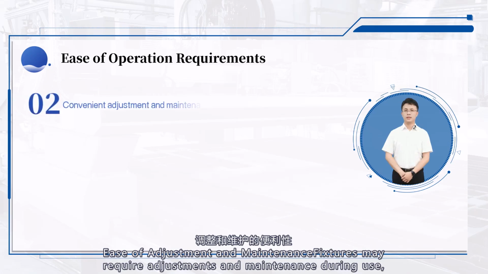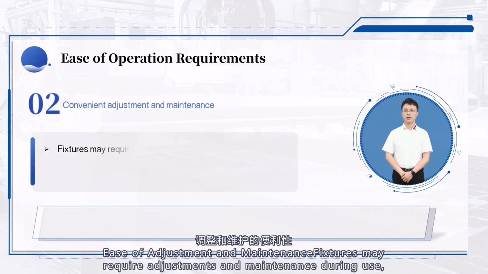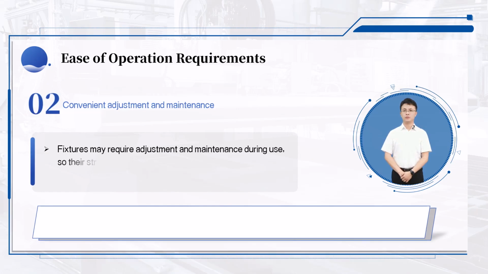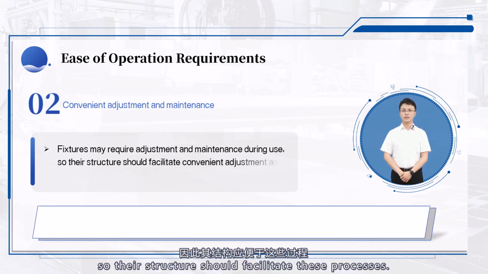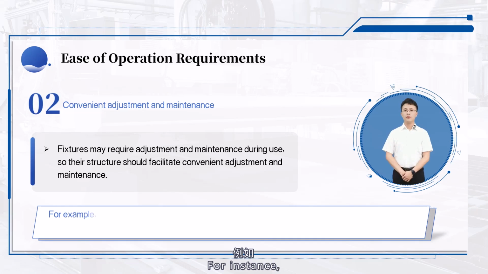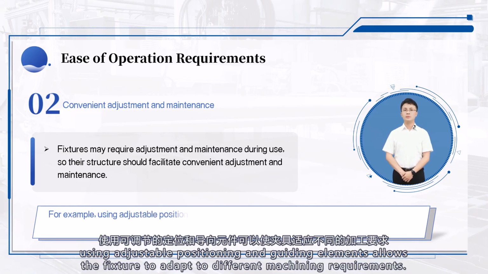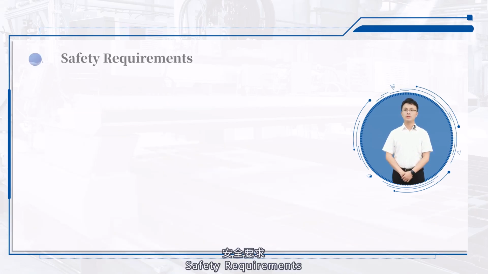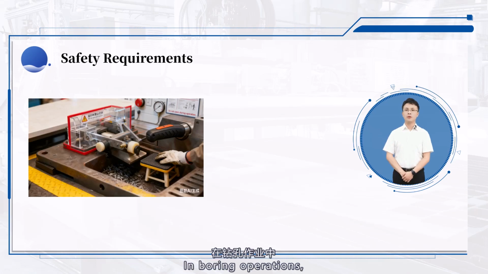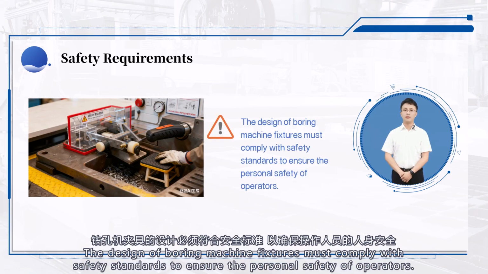Ease of adjustment and maintenance. Fixtures may require adjustments and maintenance during use, so their structure should facilitate these processes. For instance, using adjustable positioning and guiding elements allows the fixture to adapt to different machining requirements. Safety requirements. In boring operations, safety is of paramount importance. The design of boring machine fixtures must comply with safety standards to ensure the personal safety of operators.